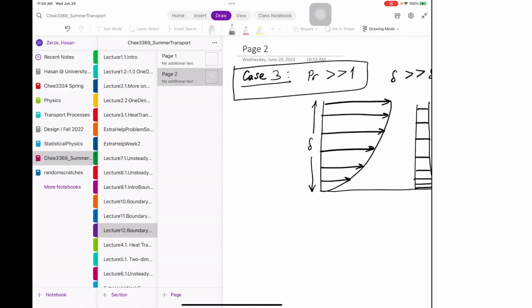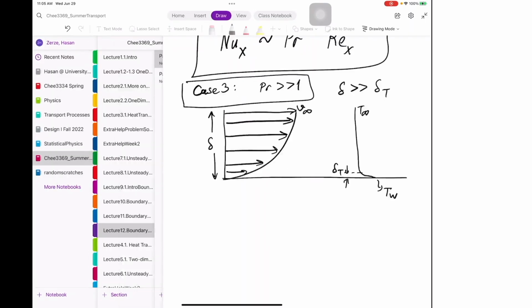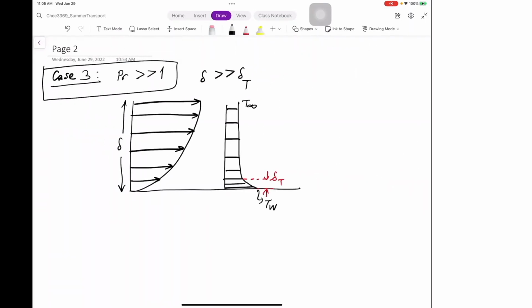So we said there are three cases, right? One is the Prandtl number is almost equal to 1. The other is Prandtl number much less than 1. We investigate those two. And then the third one is Prandtl number is much larger than 1. So we're going to actually look for that case and what kind of information can we get with this assumption.